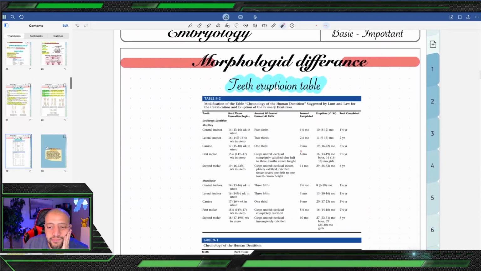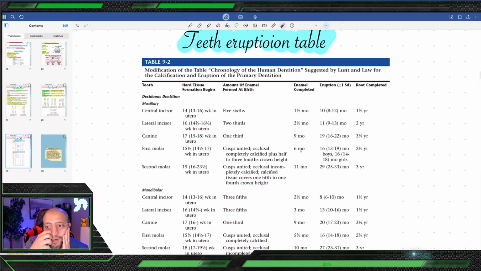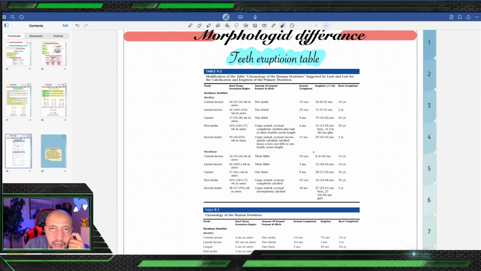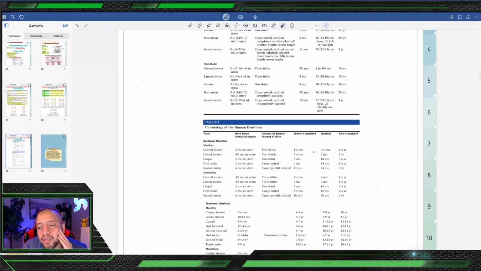Finally, the table of teeth eruption. You should know it. You should memorize it, specifically the central incisor and the permanent first molar. In the live session, I'm going to give you some tables or some way that you can easily memorize the most important parts. But there are some rules, and I'm going to tell you more about it when we go to the live session.